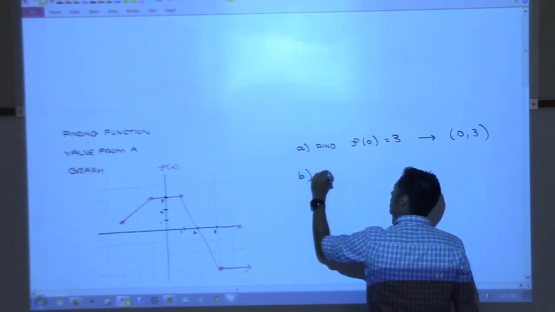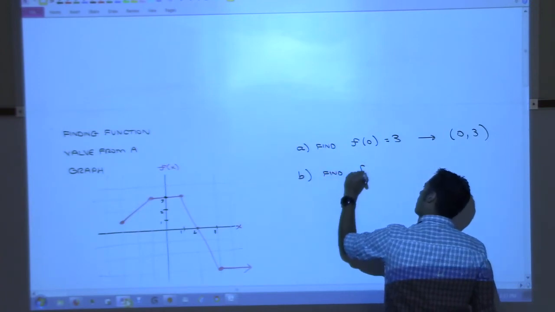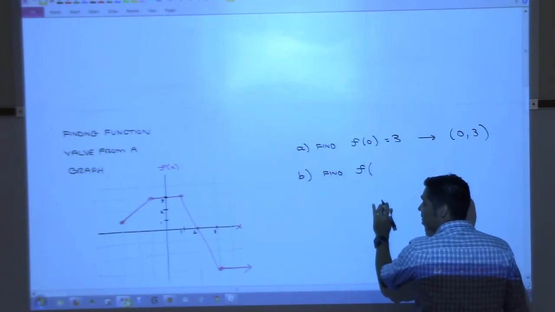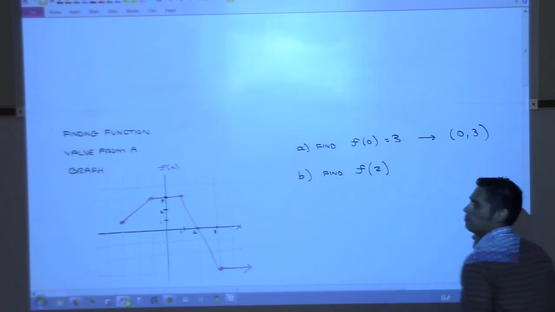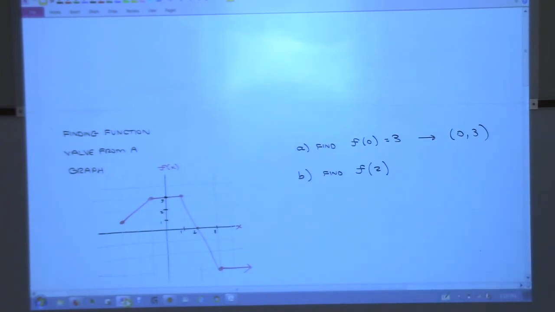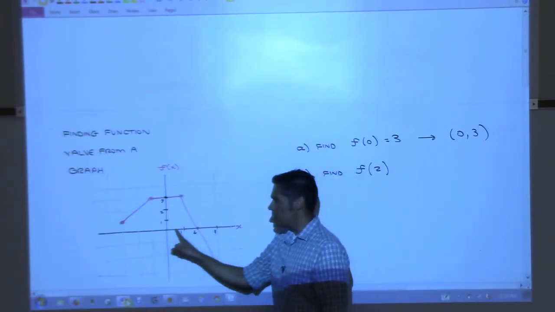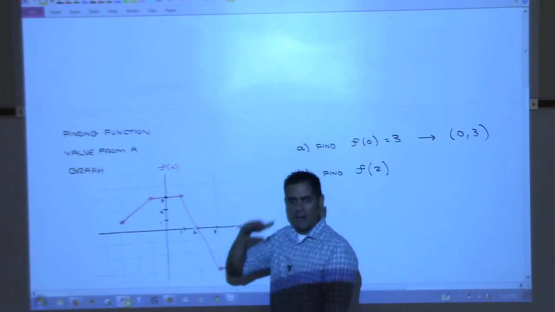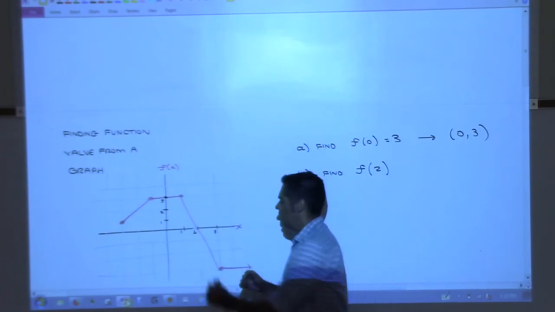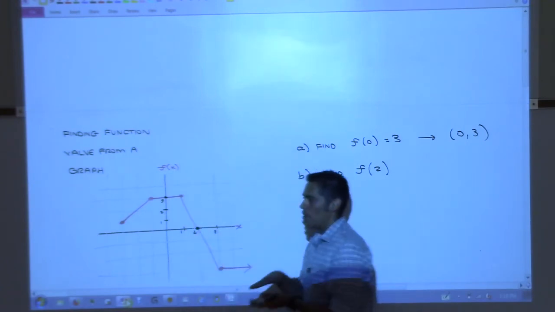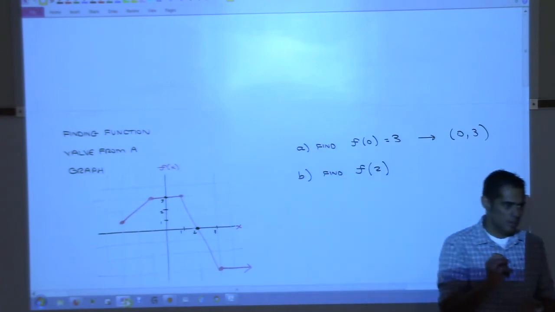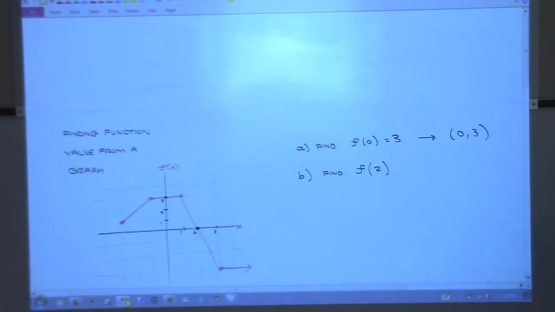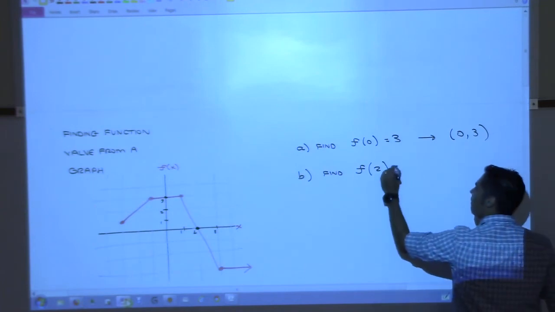What is f of 2? F of 2 is 0. You go to 2 on the x-axis, and you look up and down trying to figure out where your point is. And it actually turns out that it's right there, right? So what's the height of that point? 0, right? It's not up, it's not down, it's right on the x-axis, so you get 0.